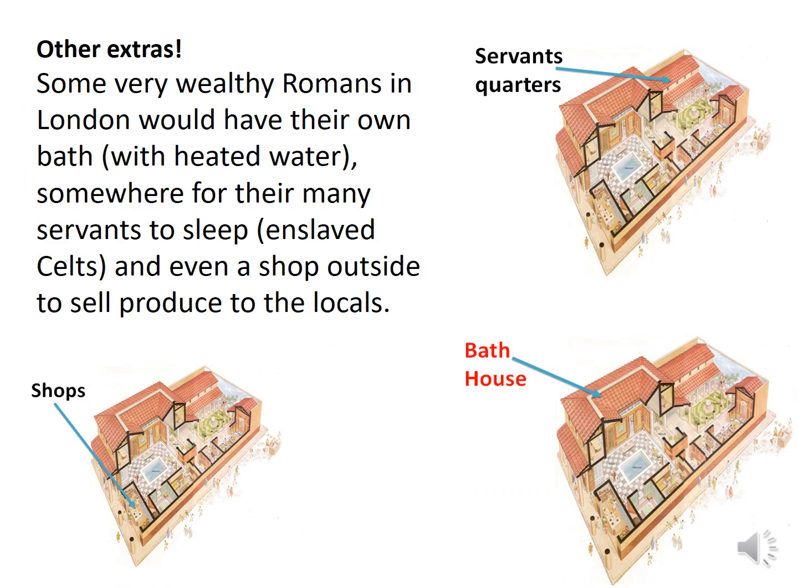Other extras in Roman homes. Some very wealthy Romans in London would have their own bath with heated water, somewhere for their many servants or their slaves to sleep, and even a shop outside to sell produce to the locals. So they might have a shop at the front, they might have servant quarters at the back, and might have a bathhouse as well. Maybe you can add those to your diagram also.